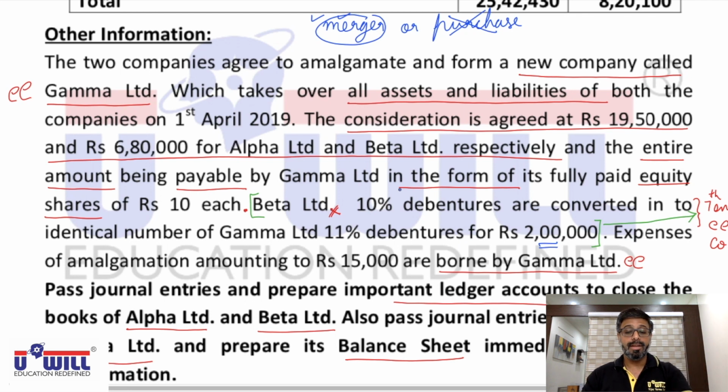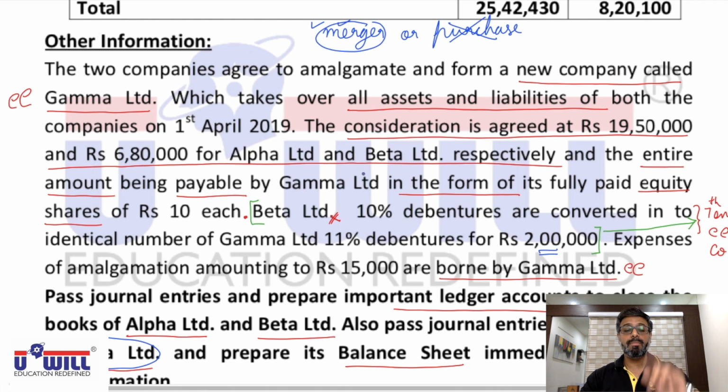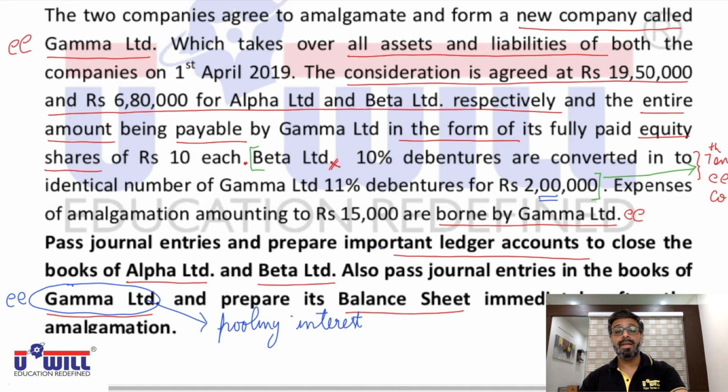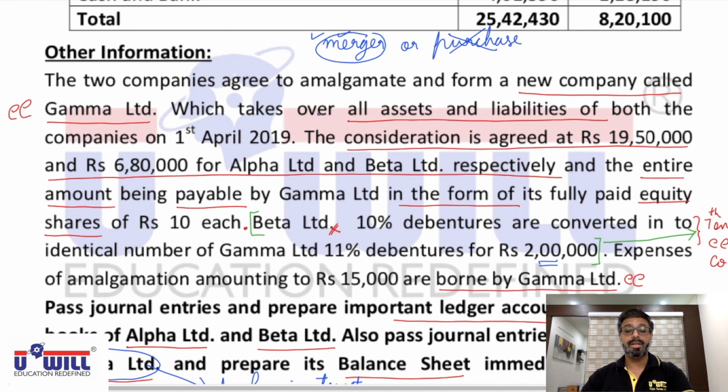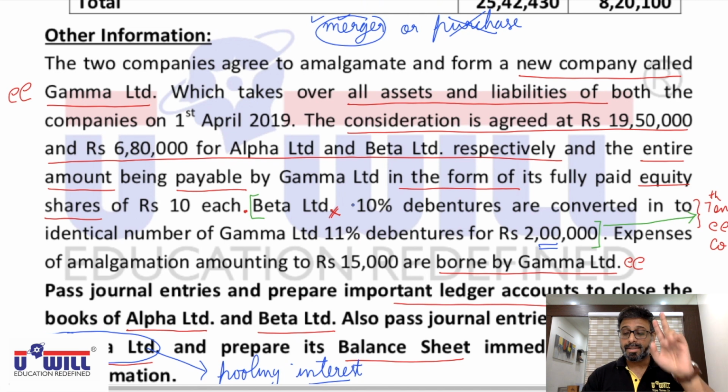What relevance will it have? When we pass the entries in the books of Gamma Limited, transferee company, because it is merger, we will be following which method? Pooling of interest method when we pass those entries. So this will help us in identifying that because it is amalgamation in the nature of merger, in Gamma Limited's books, we will be passing those 7 accounting entries which we studied in the last lecture by pooling of interest method.